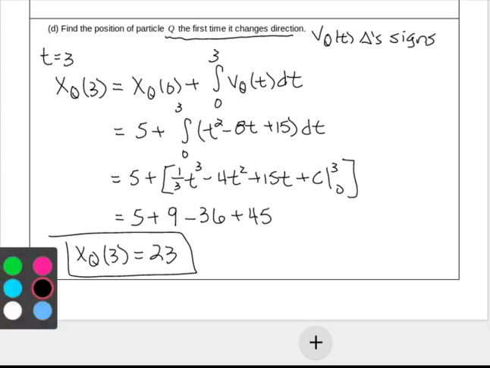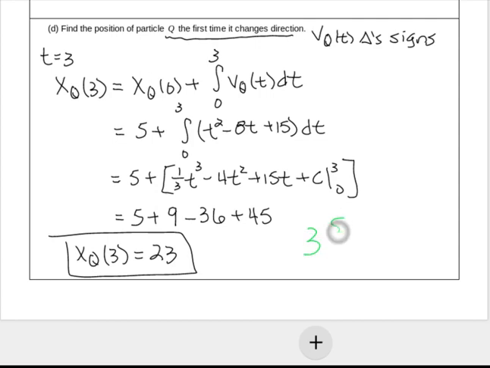This question was worth 3 points total. It was 1 point for using the initial condition, 1 point for your antiderivative, and then 1 point for your answer.